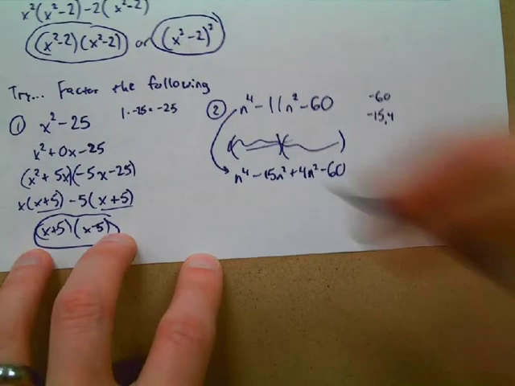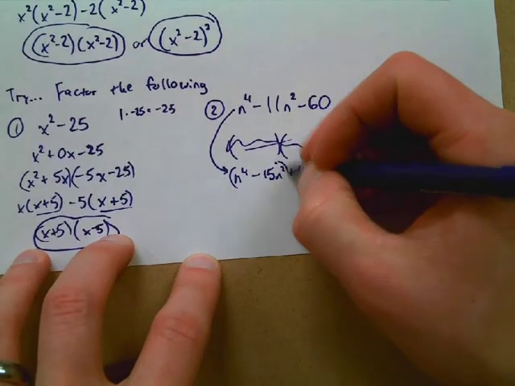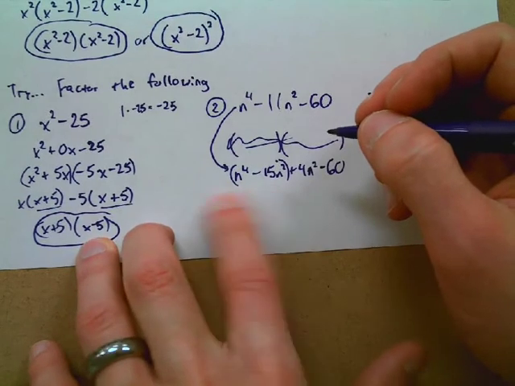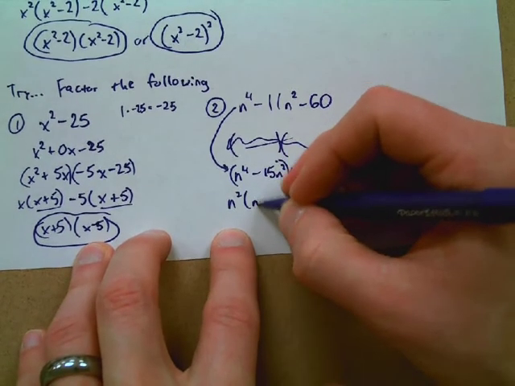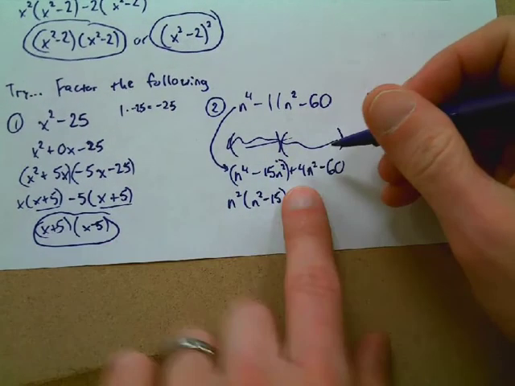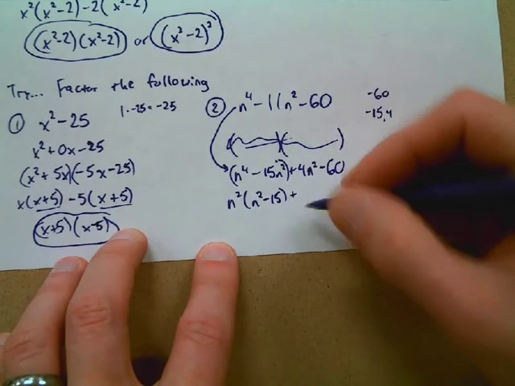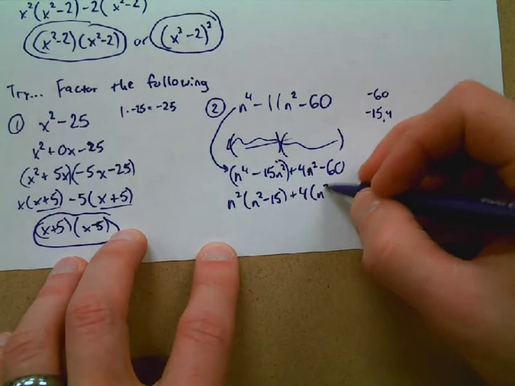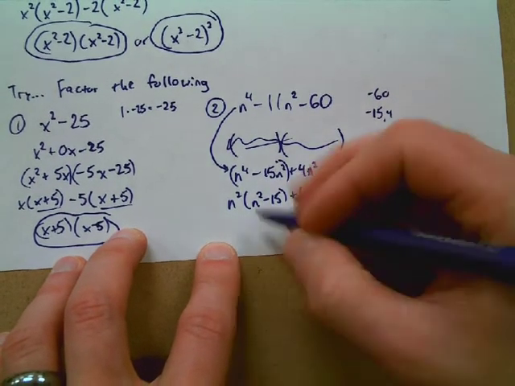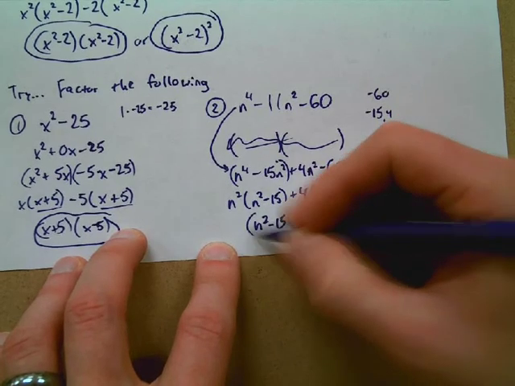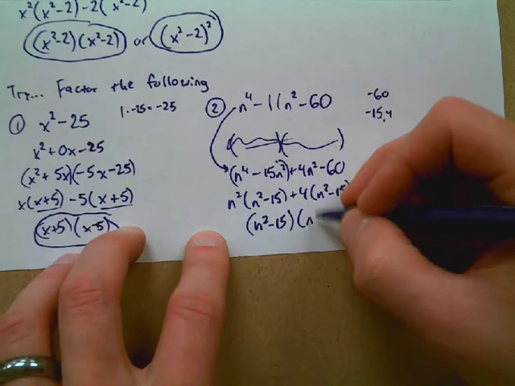Okay, sorry. First group, what can we take out there, Michael? N squared. And we're left with an n squared minus 15. In the second group, what can we take out? Yep, and it's n squared minus 15 again. And then we have those n squared minus 15s we can take out, leaving behind n squared plus 4.